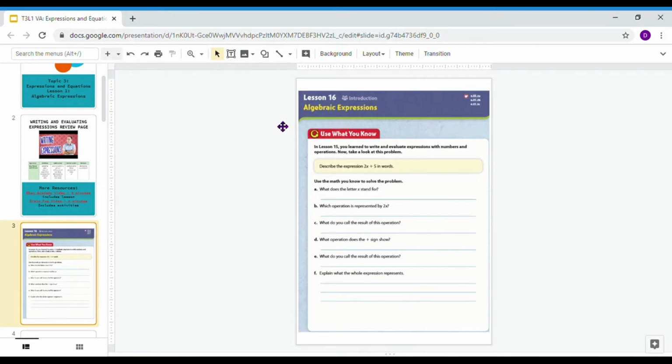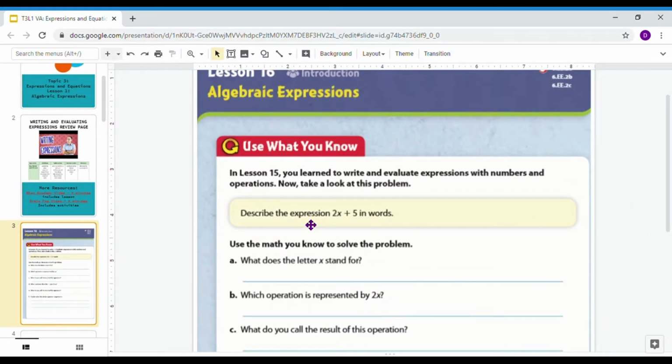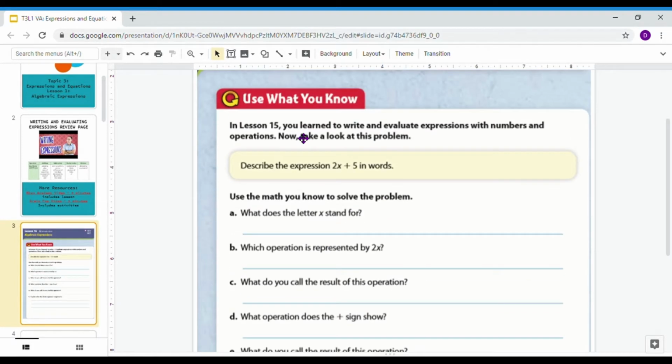we're going to be describing this expression, 2x plus 5, in our own words. What makes it an expression is that we've got this variable, or letter, in it. Part A is simply asking us, what does this letter even stand for? What does x stand for?